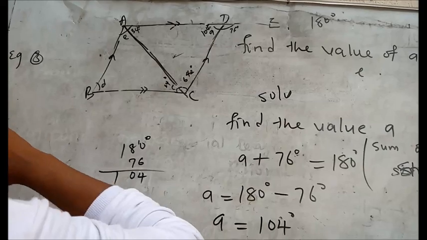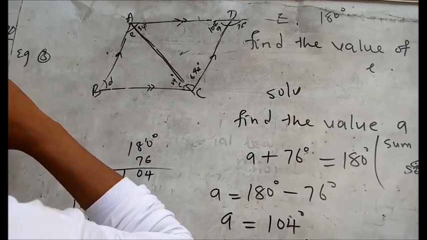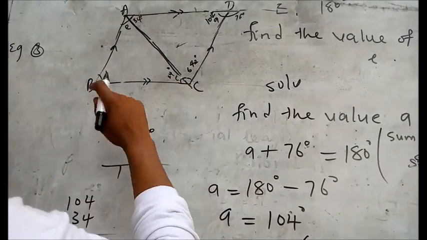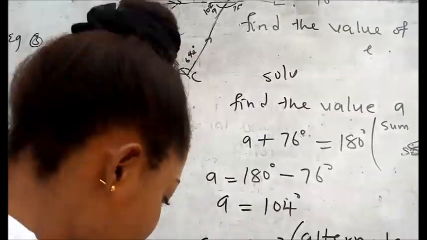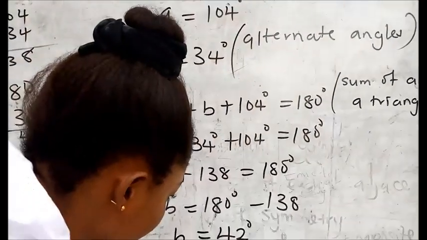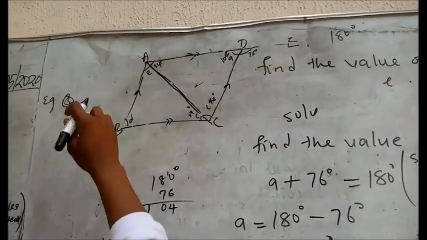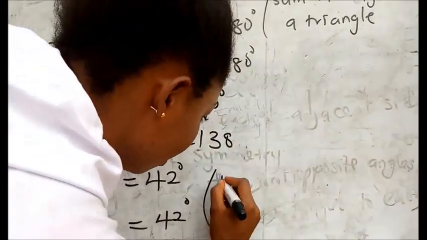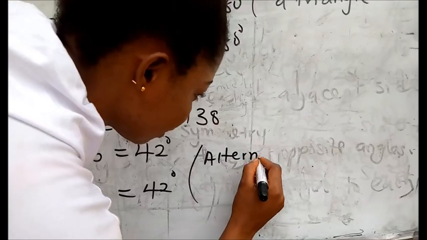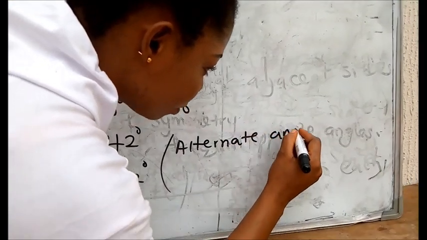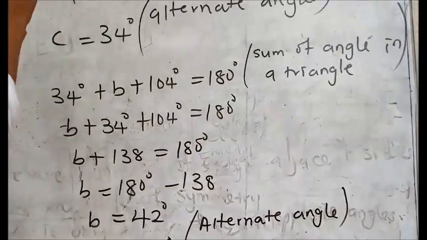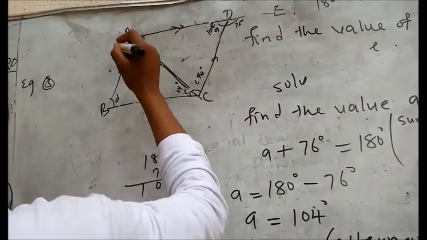Now I'm looking for the value of D. Okay, let me first find the value of E. My E will be equal to 42 degrees. Reason: alternate angles. So here will be 42 degrees.